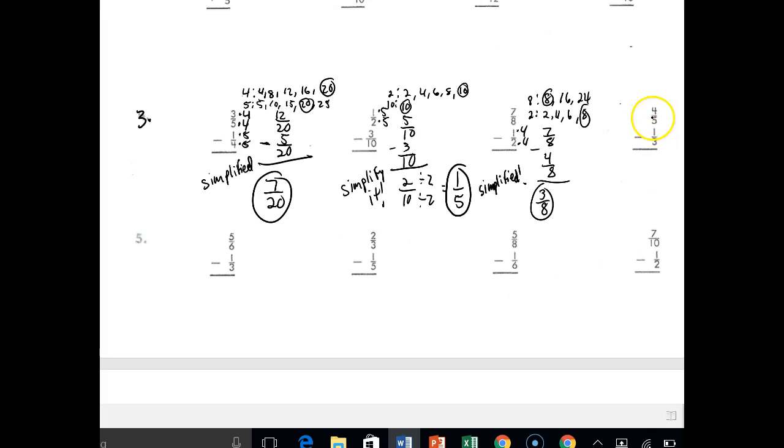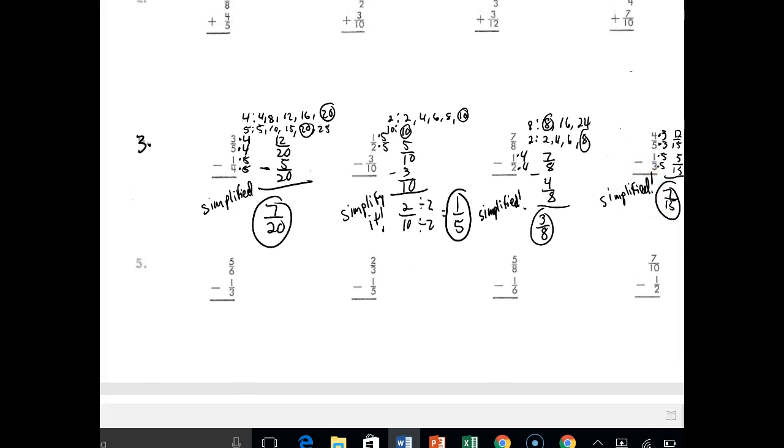All right, and last one. 4/5, 1/3. So we want 5 and 3. Hopefully by this time you can basically realize that this is times 3 times 3, and this is times 5 times 5. So we get 12 over 15 minus 5 over 15. Doing that should give us 12 minus 5 is 7 over 15, and that is simplified. There's nothing else I can divide either of those by. Totally done.